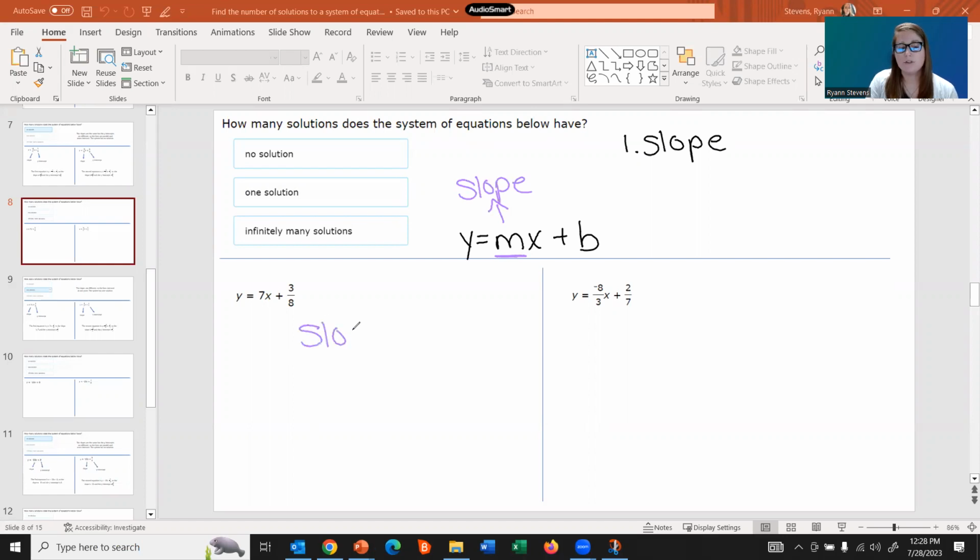The slope of this first line, we can see, is going to be positive 7. The slope of our second line is going to be -8/3. And notice that it's the whole fraction that goes in front of the variable x. So if it is a fraction, you write the exact fraction. And if it's just a whole number like 7, you would just write that whole number. That tells us what the slope of that line would be if we graphed it. And so in this case, the slopes are different.